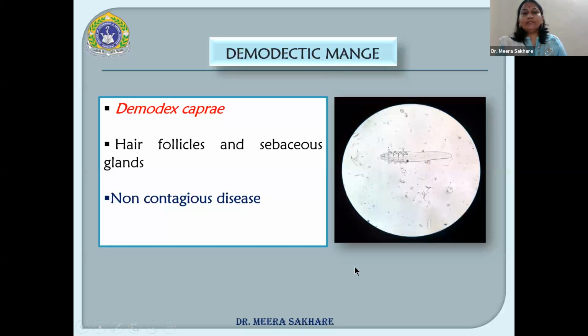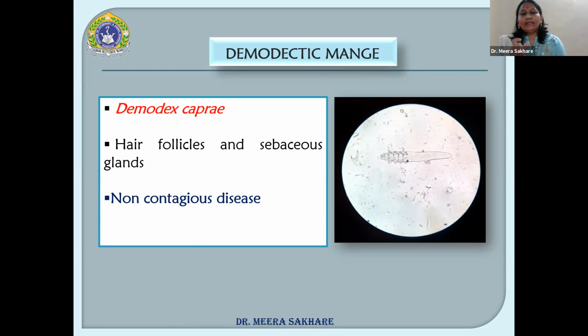Then the third mange is the demodectic mange. This type of mange is commonly found in canines, dogs, as red mange or follicular mange. But in sheep and goats, it is less commonly observed. Nowadays, however, in goats we find cases of this demodectic mange. The organism is Demodex caprae or Demodex ovis in case of sheep and goat.